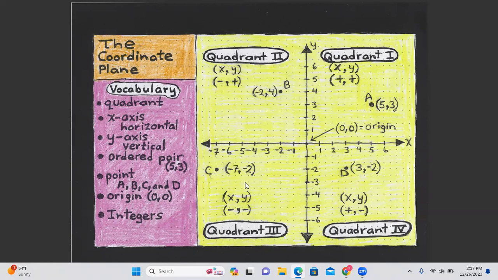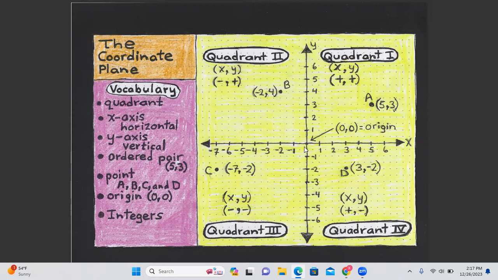Let's continue our journey into quadrant 4, in which x and y will be positive and negative. So x is positive, y is negative, and notice that it is the opposite of quadrant 2, in which x is negative and y is positive. Let's go back down to quadrant 4 and look at point D. Point D, as you can see, is located at (3, -2).